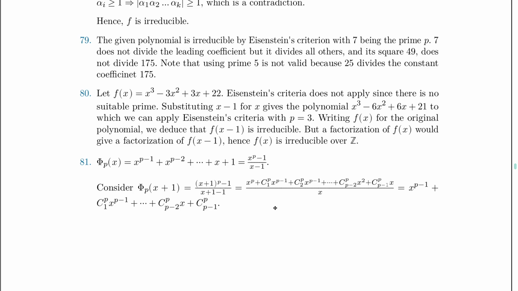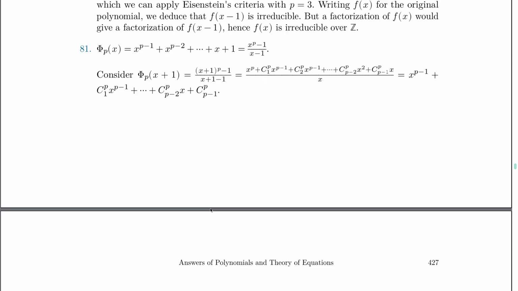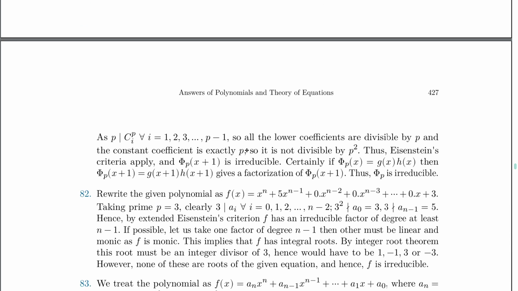Now if you look at this equation, phi p of x plus 1, the coefficients of the second term up to the penultimate term are all divisible by p, but the last term is not divisible by p square. So as you can see here, the last coefficient is p, which is not divisible by p square, and therefore from Eisenstein's criteria phi p of x plus 1 is irreducible.